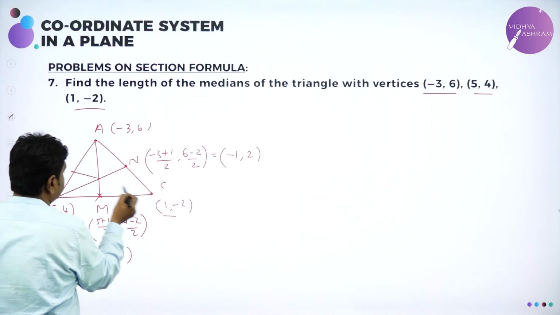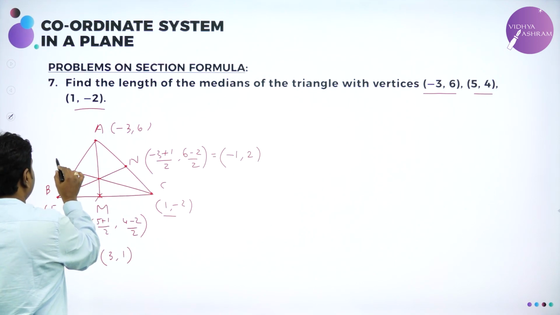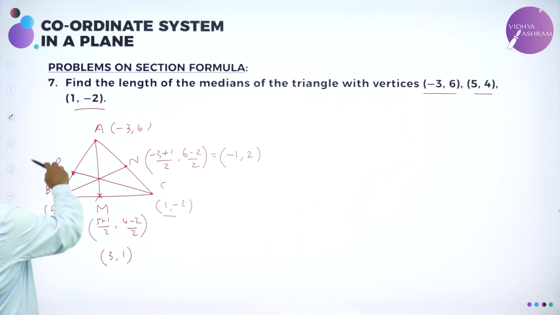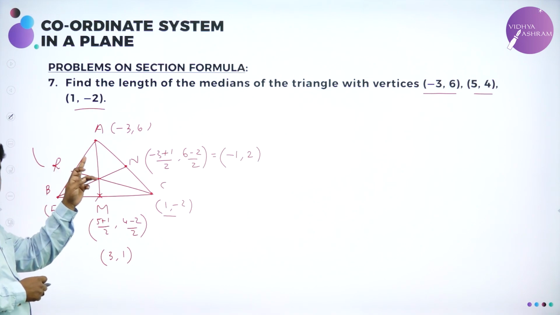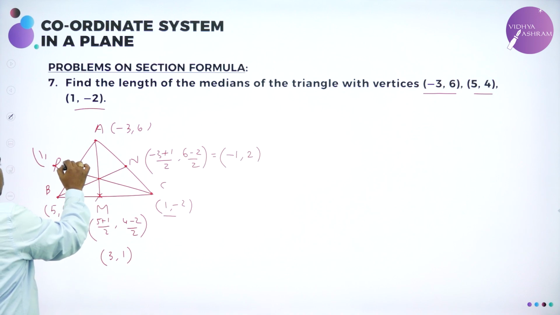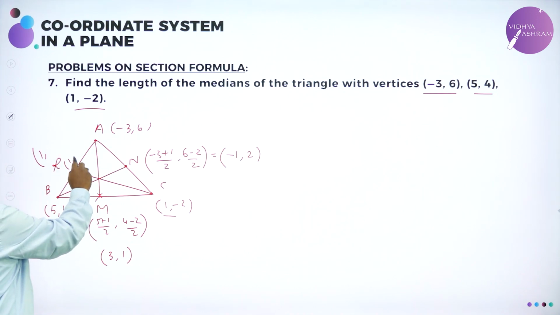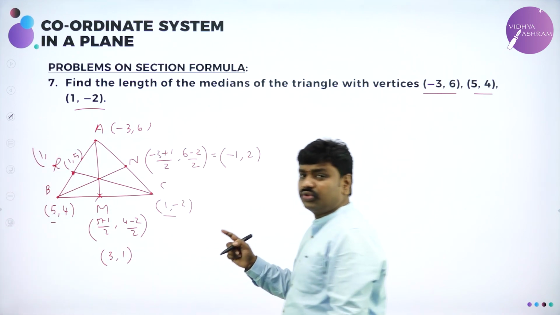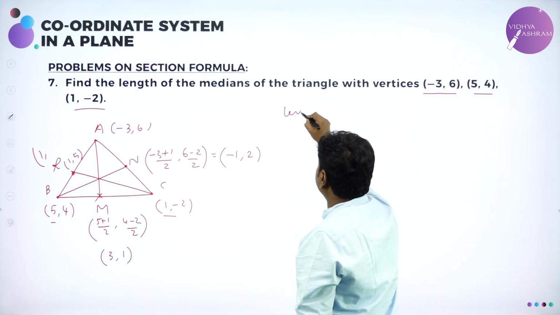Then you go for AM, BN, and CR. Now R is the midpoint of AB. So again use the midpoint formula. 5 plus minus 3 is 5 minus 3, that is 2, 2 by 2 is 1, the R value is 1, and y1 plus y2, 6 plus 4 is 10, 10 by 2 is 5. I wrote all the midpoints. Now the length of median, I use the midpoint formula to find the points.